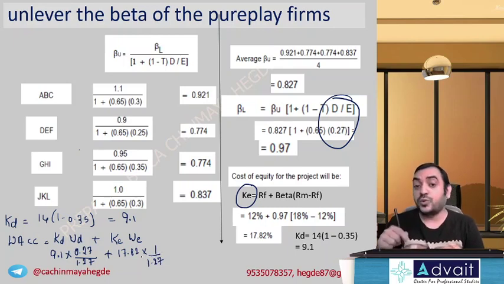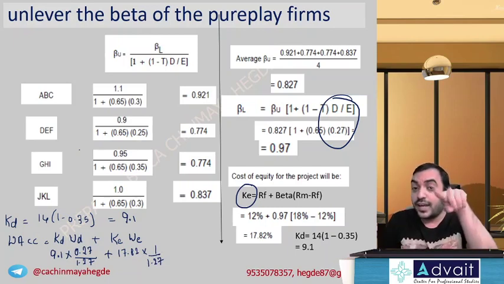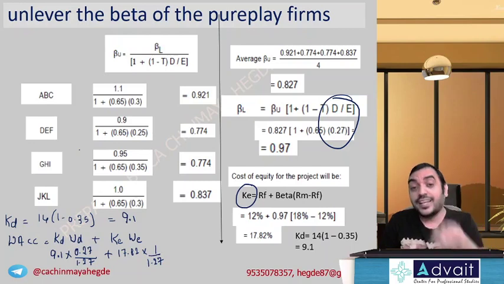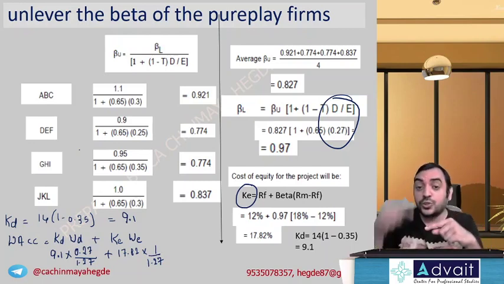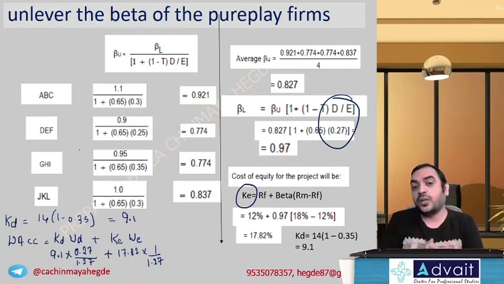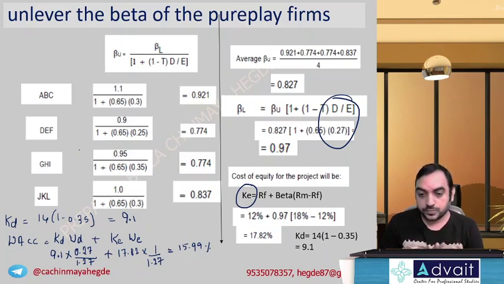Don't do 1 minus 0.27. That is debt ratio and equity ratio. But here they have given debt to equity. Debt to equity means you should do debt by debt plus equity, equity by debt plus equity. So when you simplify, see if you are able to get around 15.99%. Approximately 16% you can say.